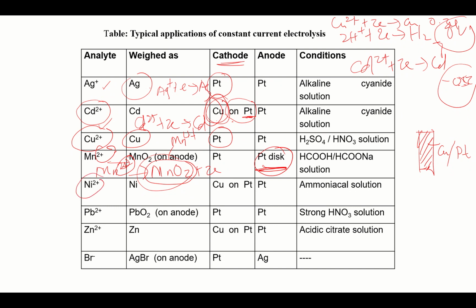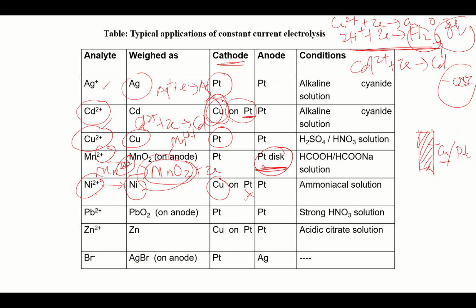For nickel 2+ reduced to nickel 0, it should be done on copper, not platinum. So again, you should coat copper on platinum, for the same reason: hydrogen gas is easily formed on platinum. So nickel is located lower in the series.